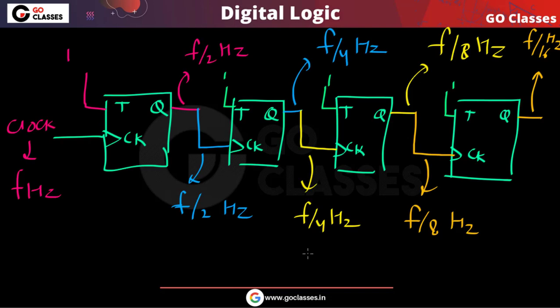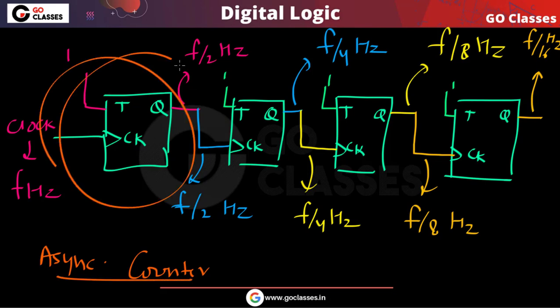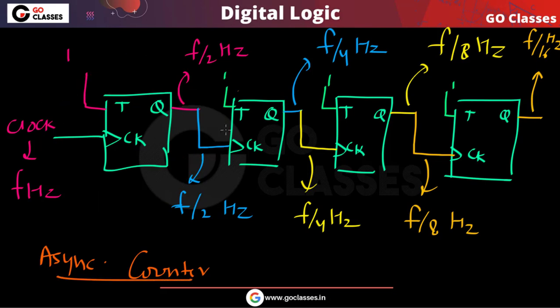Here you can notice that, remember, this is an asynchronous circuit. Why is this an asynchronous sequential circuit, or I can say an asynchronous counter? Because you can notice that the output of this flip-flop is working as clock to the next flip-flop. So the same clock is not applicable to all flip-flops. I can say all these flip-flops are not operated by the same clock.